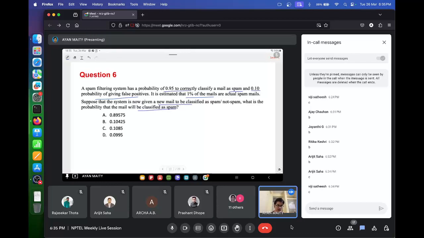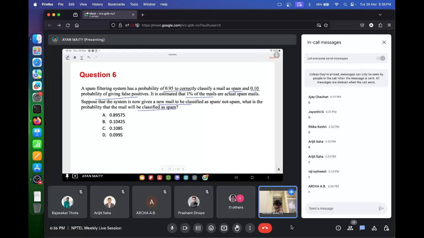Arijit Shah says option C, Vijay Satish says option C. Archer says option C.